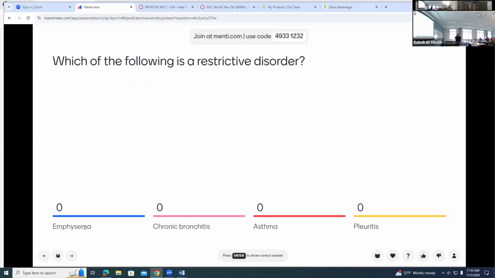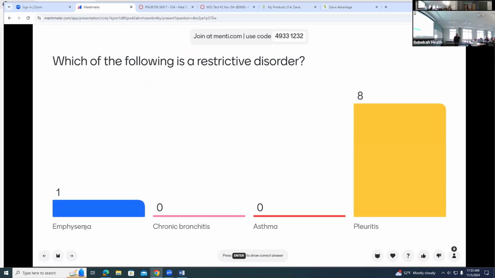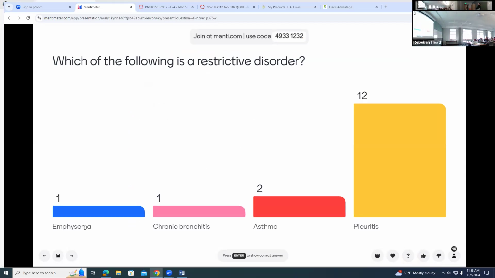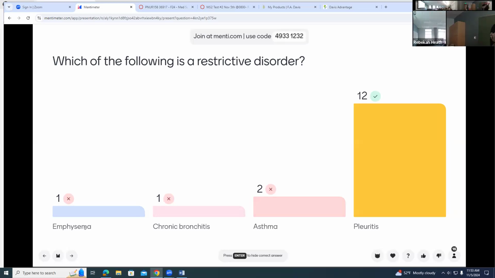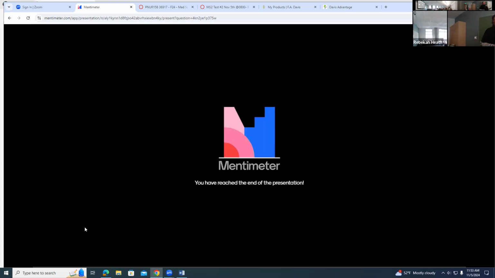Oh wait, throwback. Which of these is a restrictive disorder? So remember: infective, restrictive, occlusive. Emphysema, chronic bronchitis, asthma, or colitis. Good job, you guys. Restrictive, right? The pleuritis kind of is putting pressure on the lung. Okay, that's it. Before we go, I just want to do a quick game of name that patient, and we will be done.